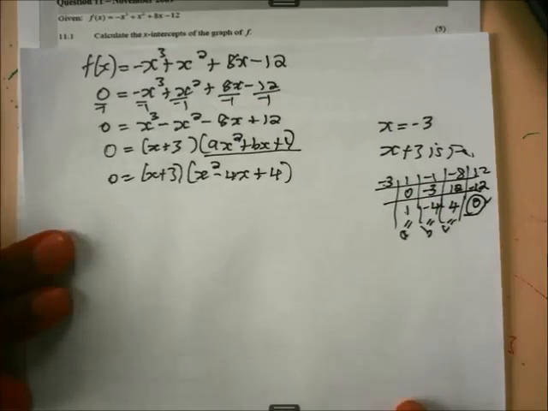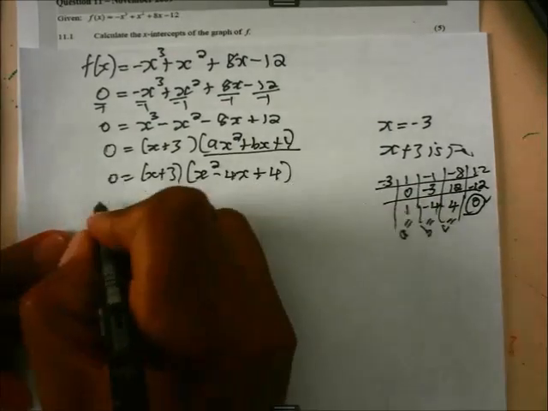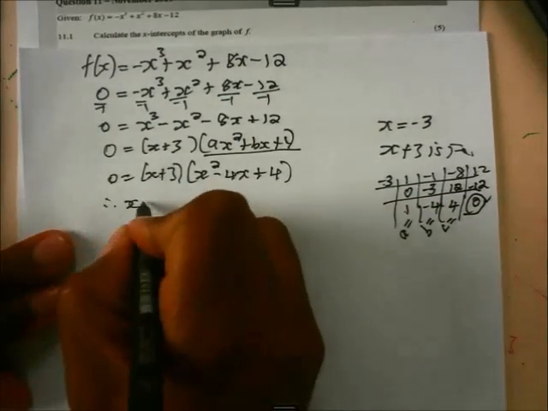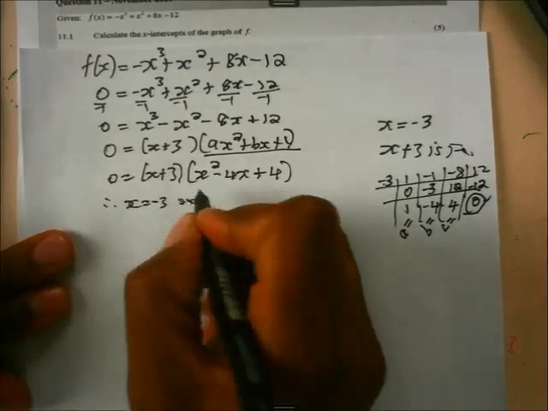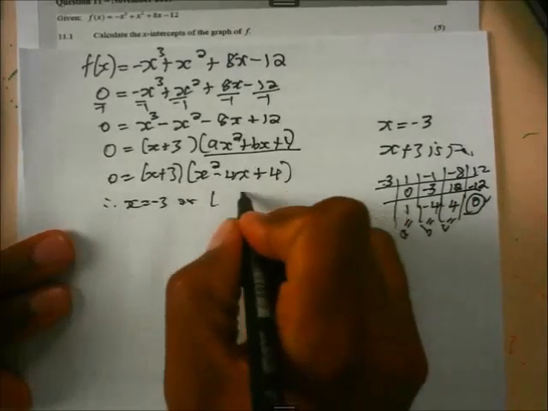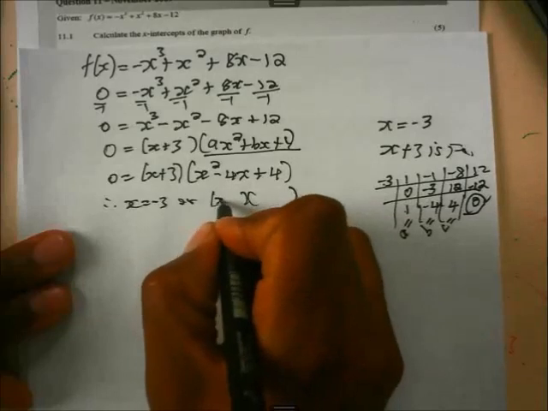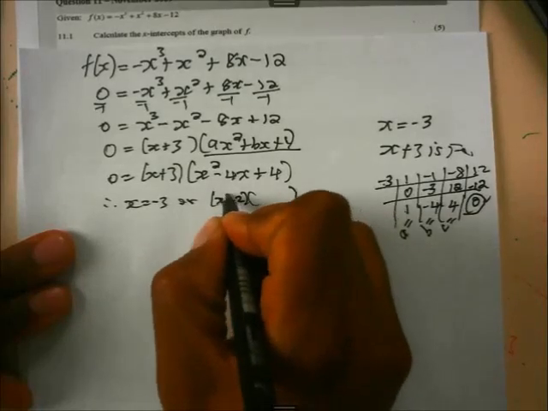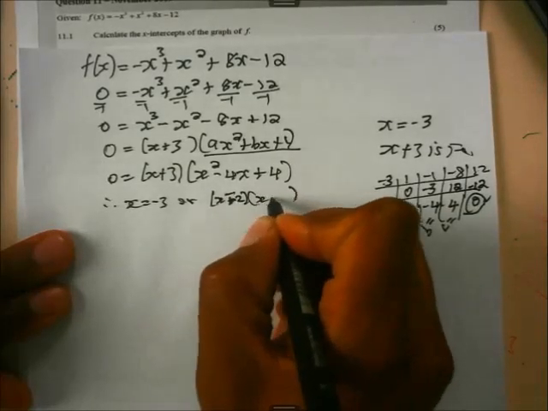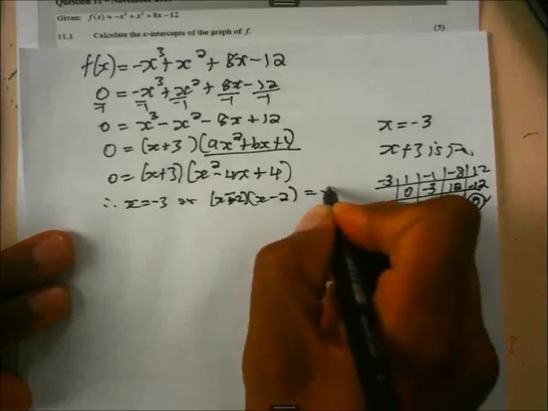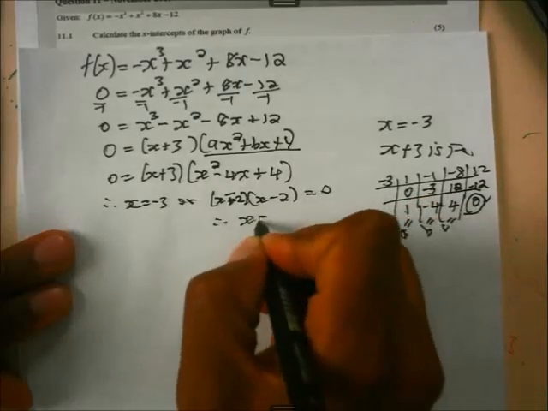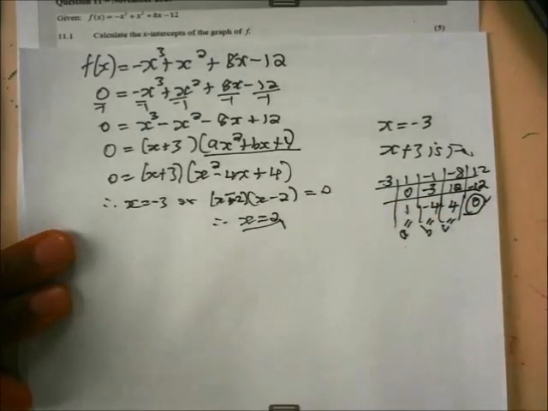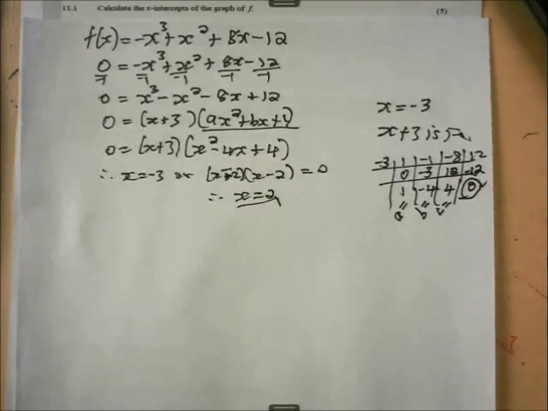Of course, boys and girls, from here I can now say, therefore, x is equal to minus 3, or then we factorize this one here. Factors here are x minus 2 as well as x minus 2 is equal to 0. Therefore, x is equal to positive 2. Right, boys and girls, these are the x-intercepts of the graph of f.